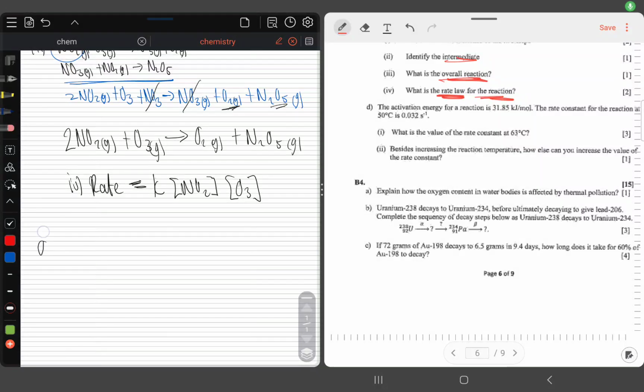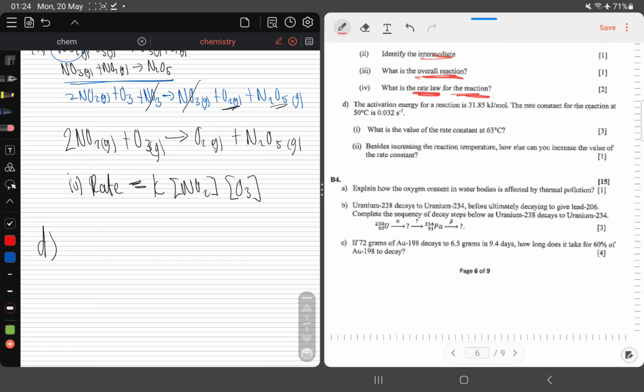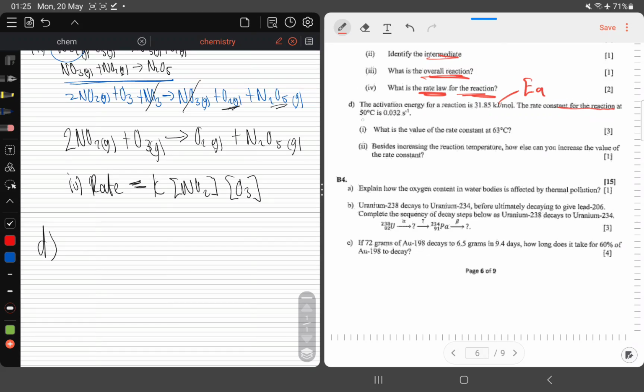Okay, now we are at part D, which says the activation energy for a reaction is blah, blah, blah. The rate constant, so activation energy, this is the Ea, rate constant K at a certain temperature. So we can say this is going to be K1 and this is going to be T1. And then they said, what is the value of the rate constant at this temperature, which is T2?